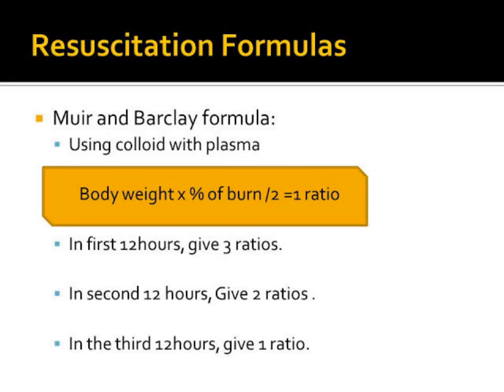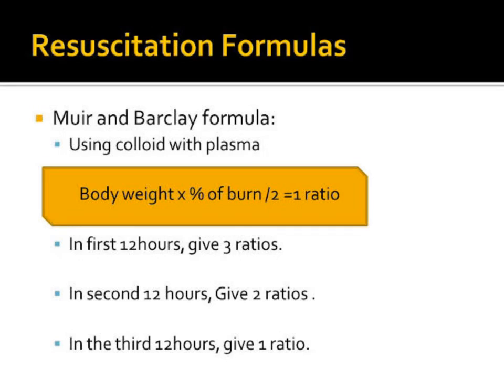Another formula for calculating fluid is the Muir-Barclay formula. It is mainly for colloid use. The formula is weight into percent of the burn into 0.5, that is equal to 1 ratio. So in the first 12 hours you have to give 3 ratio. In the next 12 hours you have to give 2 ratio. For example, for a patient who weighs 60 kg and has 30% burns, approximately 60 into 30 divided by 2, that is 900 ml to be given 4th hourly for 3 times and 6th hourly for 2 times.